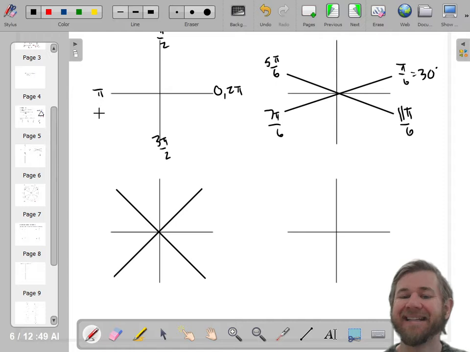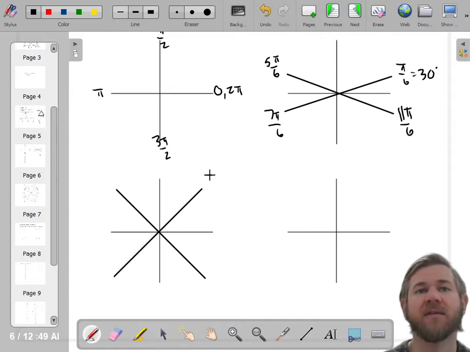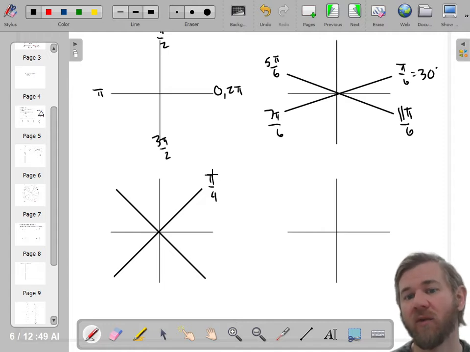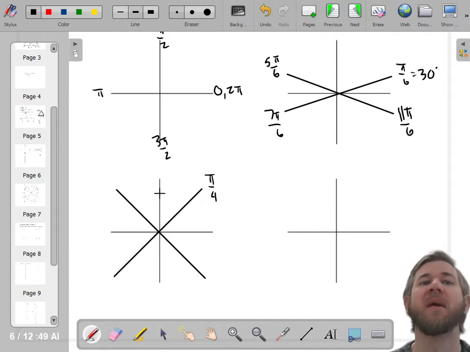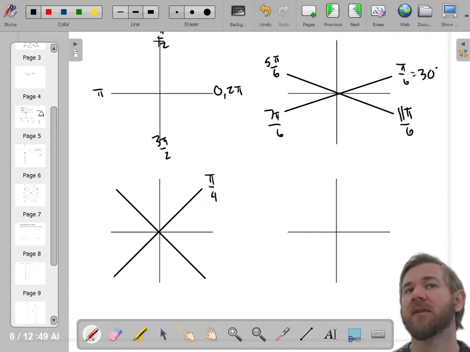So 180 divided by 4 is 45, so these are pi over 4s. I'm going to kind of do what I did before. This is 1 pi over 4, 45 degrees. This is 2 pi over 4. 2 over 4 is 1/2. This is 3 pi over 4.